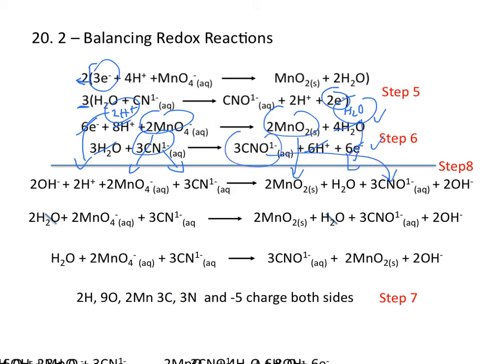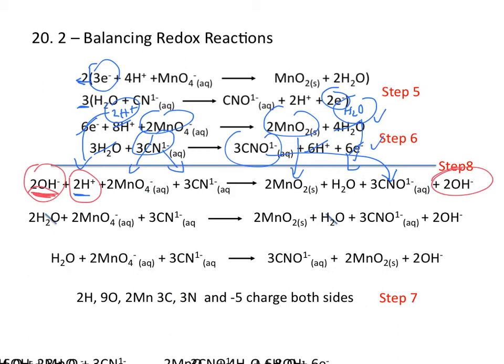Okay, and then since this is a basic reaction, what we then have to do is add hydroxide ions in order to counterbalance the H pluses present. So we know that we have 2 H pluses left over, so we're going to add 2 OH minuses, and we're going to do that to both sides. So notice I added 2 OHs on the left-hand side, 2 OHs on the right-hand side.